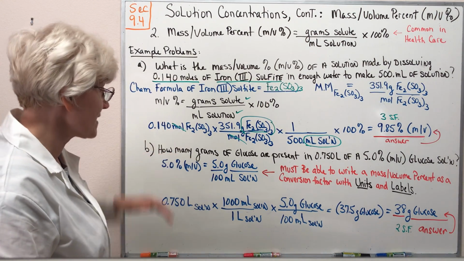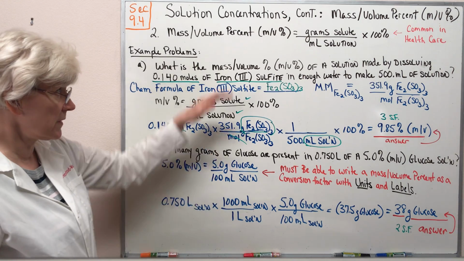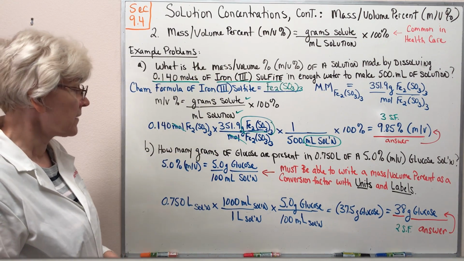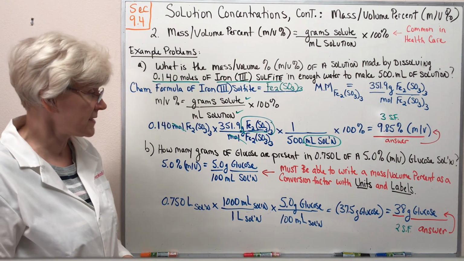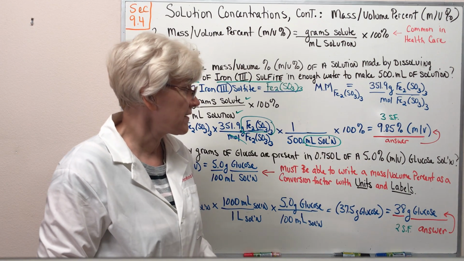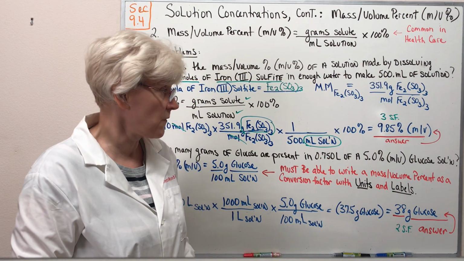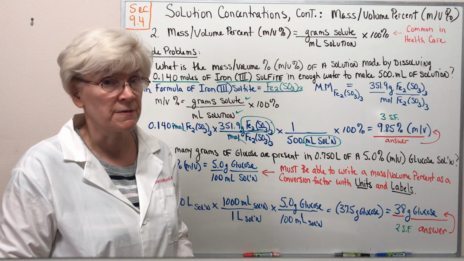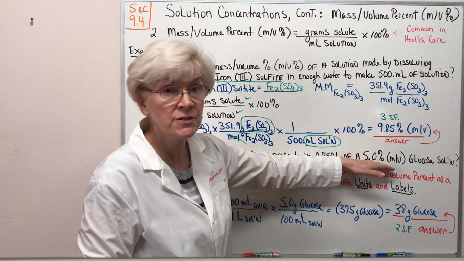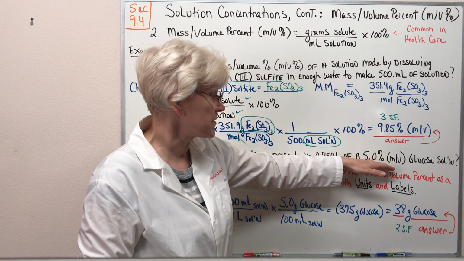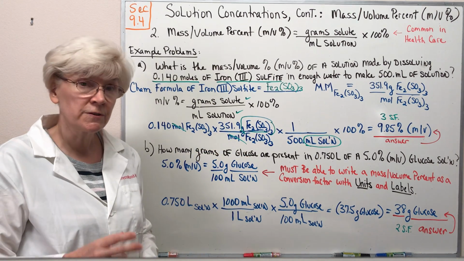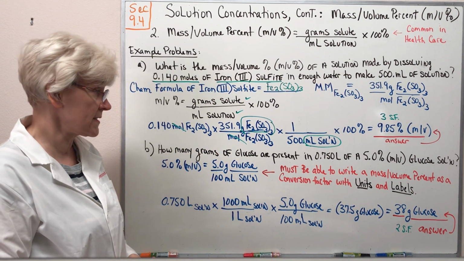Let's take a look at the second example problem with mass volume percent. And this question reads, how many grams of glucose are present in 0.750 liters of a 5% mass volume glucose solution? So you're given a volume of the solution and you're given its concentration as 5% mass volume, and you are asked how many grams of glucose solute are present.